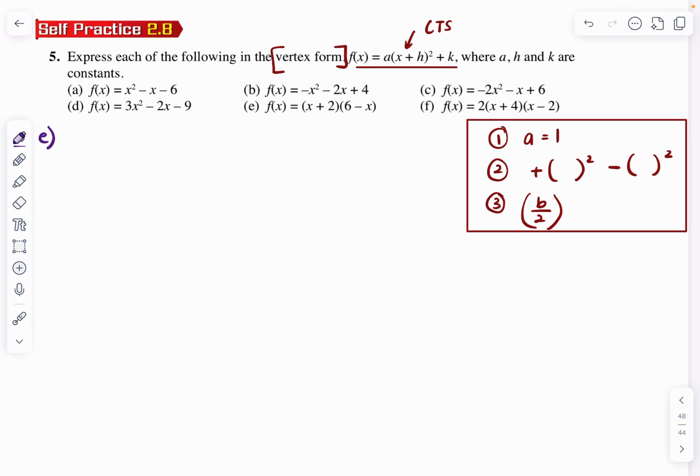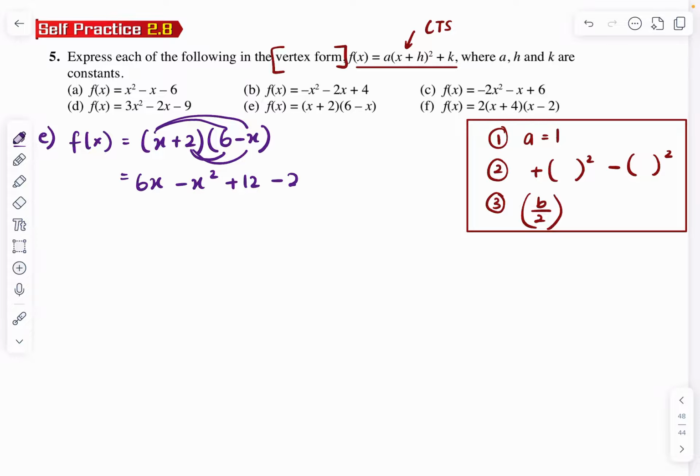Next is E. Oh, here we have to expand first. x plus 2, 6 minus x. So first we expand. This will give us 6x minus x square plus 12 minus 2x. Then we rearrange it. Negative x square, 6x minus 2x is plus 4x, plus 12.